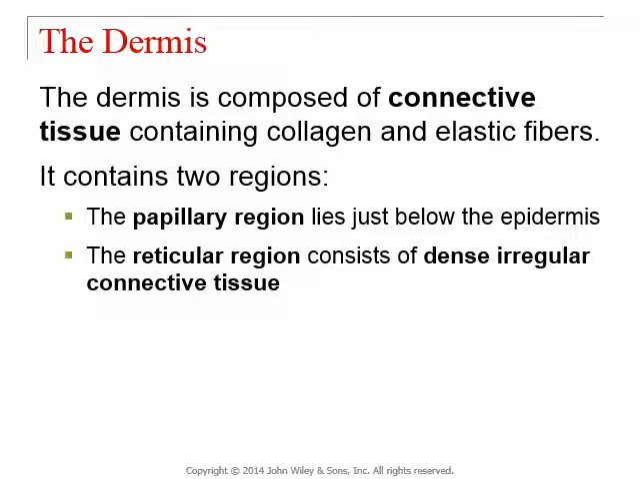And next you'll find the reticular region, which is going to be composed of dense, irregular connective tissue. We want it to be dense to provide protection, but also irregular because you want the collagen and elastic fibers to be interspersed in multiple different directions. So depending on the stress we put on the skin, it can take that kind of stress and reform back to its original shape.